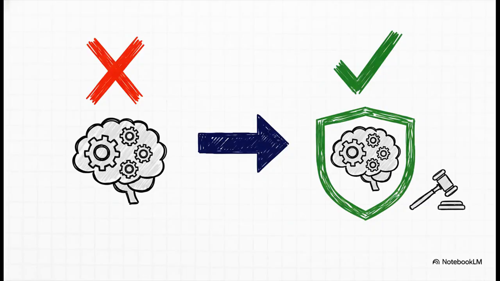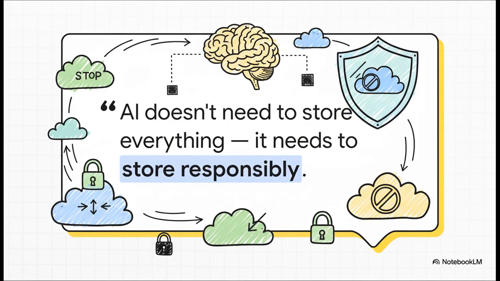You know, at the end of the day, this all comes down to a major shift in thinking. The goal can't just be to build an AI that works anymore. The real goal has to be building a responsible and compliant AI right from day one. That's what the big companies require, and it's what the law demands. I want to leave you with this final thought because it really sums everything up perfectly. AI doesn't need to store everything. It needs to store responsibly. Get that part right, and you're well on your way to unlocking AI's true potential safely.